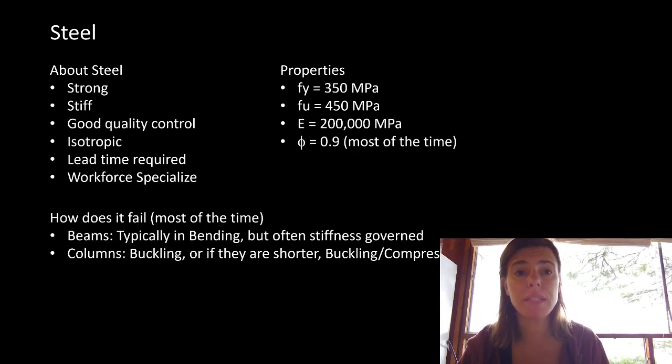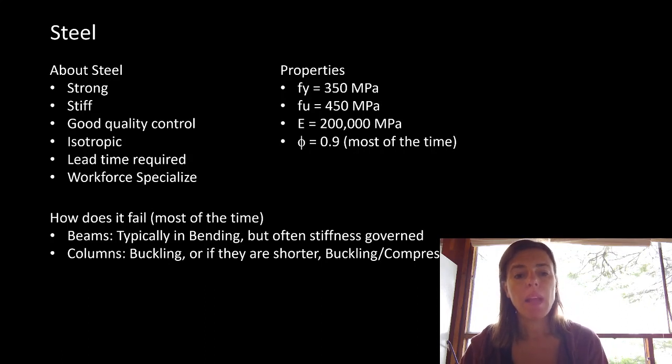E is our modulus of elasticity, or the ability to measure how stiff the material is. E for steel is 200,000 MPa, and we're going to see that is one of the highest stiffnesses that we talk about in materiality. And the reduction factor for steel is 0.9. So even though it's 350 MPa for yielding, we'll actually only take 0.9 of that when we do our calculations.